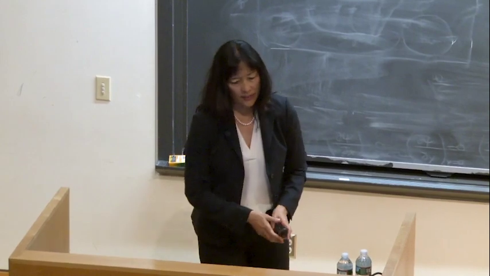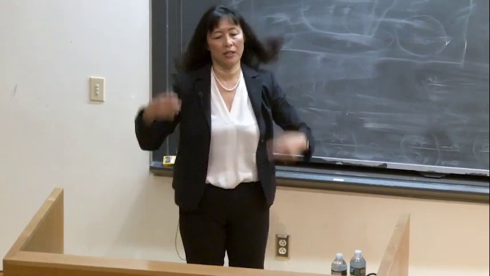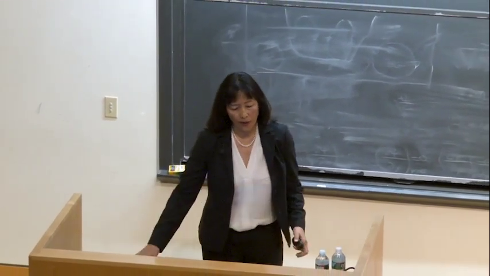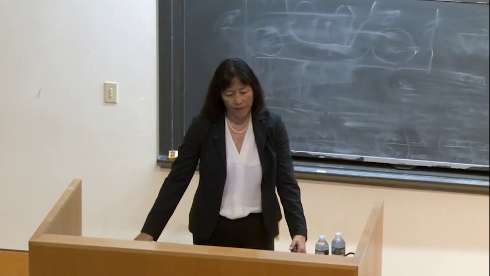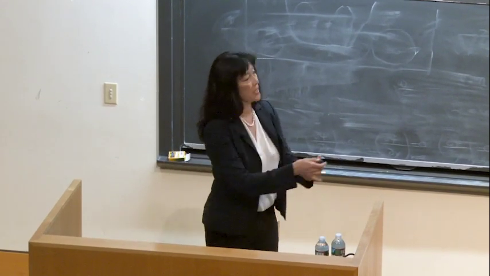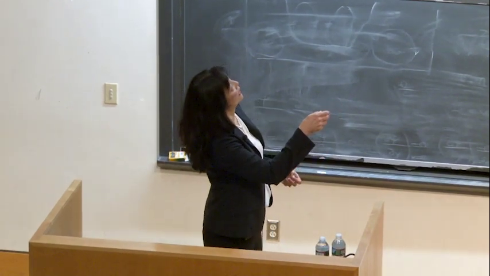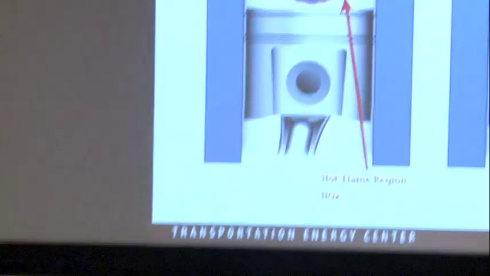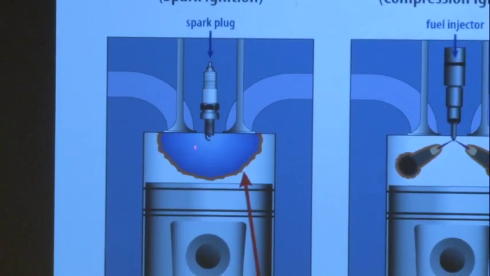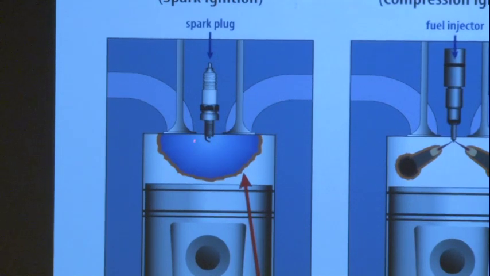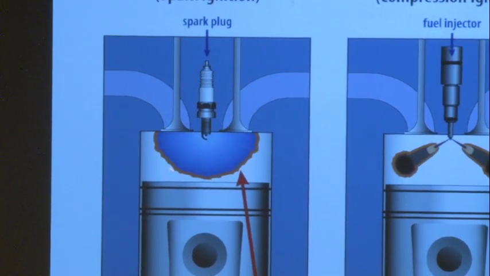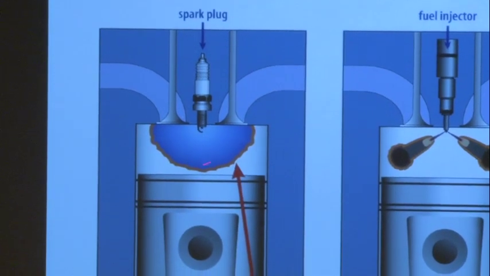Okay, so just to give you an idea of the types of engines that are out there, many of us drive gasoline engines, and these traditionally are spark ignited. So you spark near top dead center, and it generates a small premixed kernel that propagates outward in the engine as it's mixed.